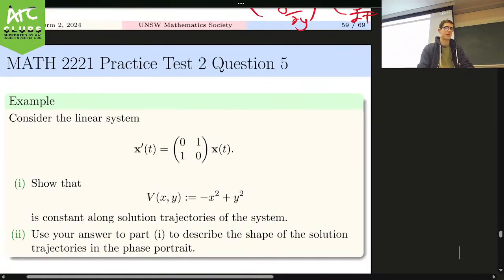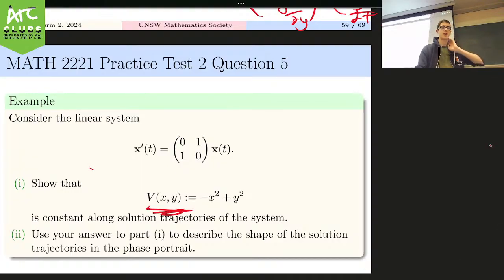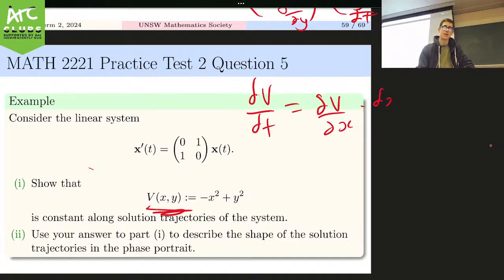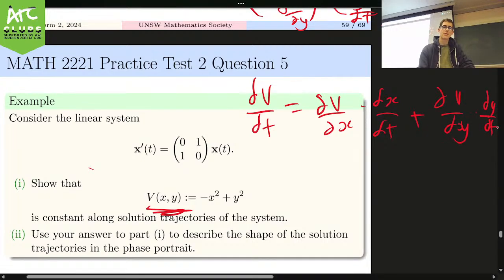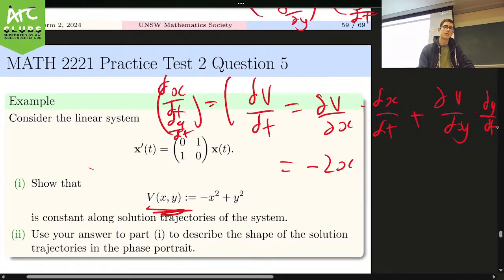But yeah, that's how you can interpret it. But we'll just look at it here. With this example with V, we can look at it algebraically: dV/dt is partial V partial x times dx/dt plus partial V partial y times dy/dt. This would be 2x, and then dx/dt, dy/dt is equal to yx.